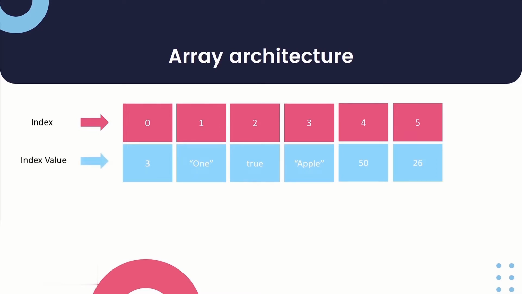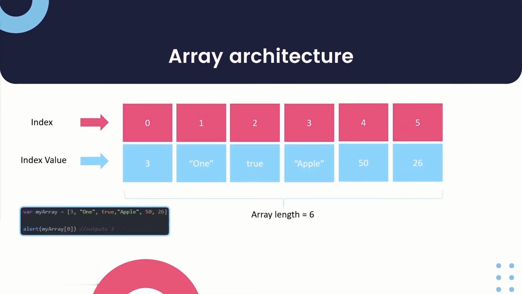Then we have index values associated with each of those indexes. Now, the length of this array is actually 6, regardless of there being an index 5 and an index 0. The length is 6 if you count from 0 to 5. Okay, that's quite important because we are going to be working with this in future.